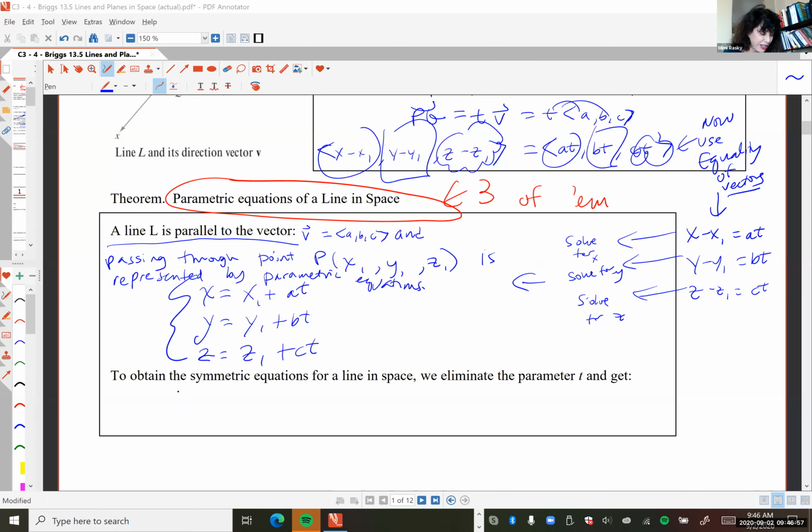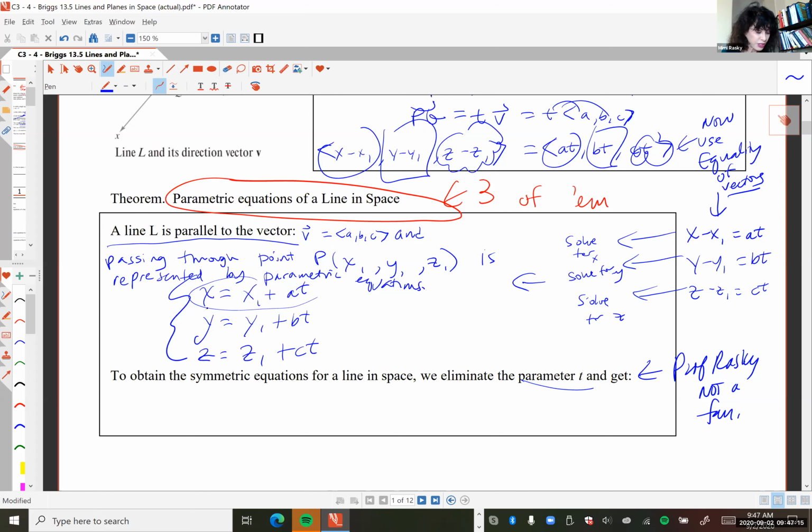All right, now there's another thing called symmetric equations, which I'm not a fan of, okay? Prof. Rasky, not a fan. But I do want to show it to you so you do have an idea. There's another way to represent a line in space. And here's how you get it. You eliminate the parameter t.